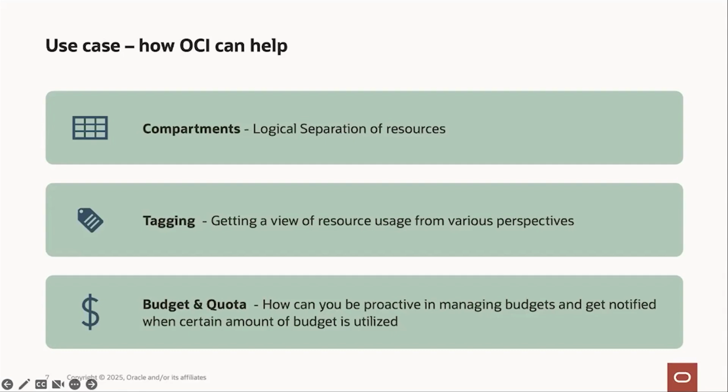Budgets allow you to be proactive in managing your cost spend. You can also get notified when a certain amount of budget is utilized, so you can take action on it. And quota policies are a way to limit how many resources you want to allow to be spun up within your tenancy, so you can avoid paying too much for a single type of resource and limit how many resources are being spun up.